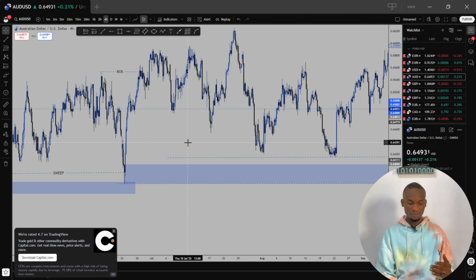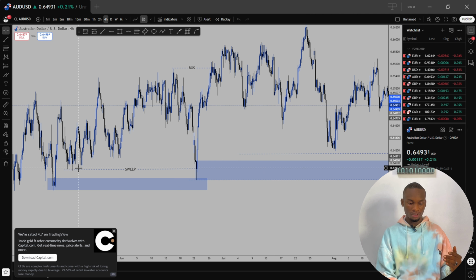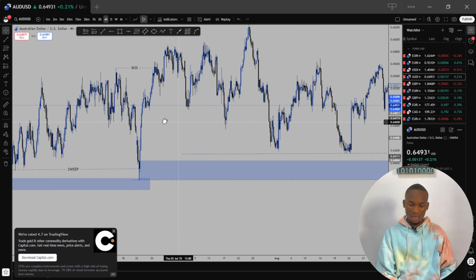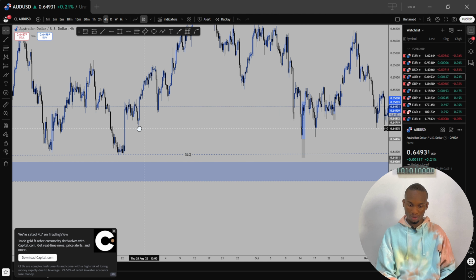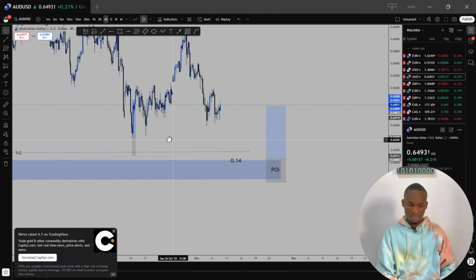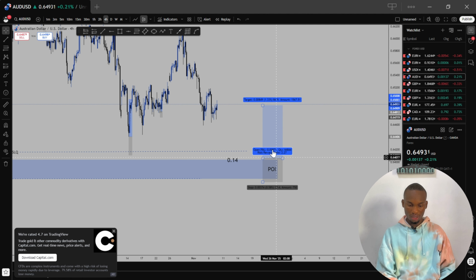So currently, price swept the SLQ. Next thing, it went and broke structure, and next it created for us structural liquidity right here. So what's the next thing we do? Just set your buy limit right here and just do a 1 to 2, guys. So that's that on AUD.